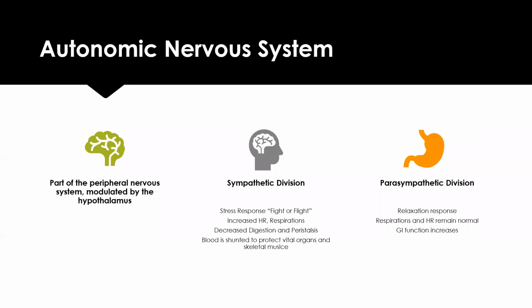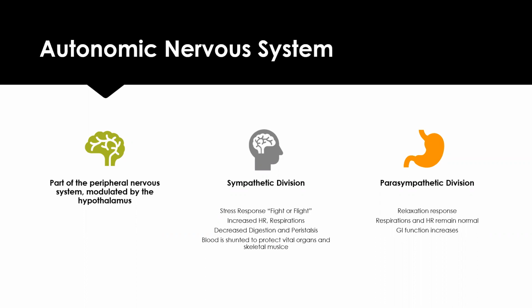One thing that we talk about when we talk about neuronal activity is the autonomic nervous system. And so this is outside of our brain's conscious control. It's part of the peripheral nervous system and it's modulated by the hypothalamus and includes two different divisions, the sympathetic division and the parasympathetic division.